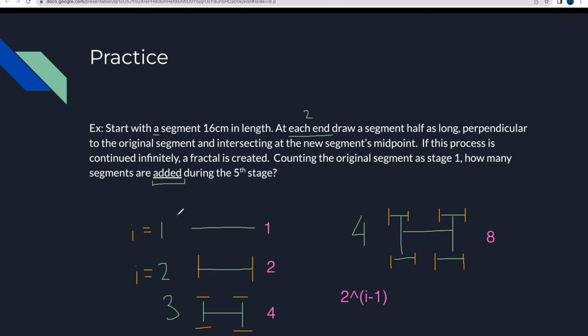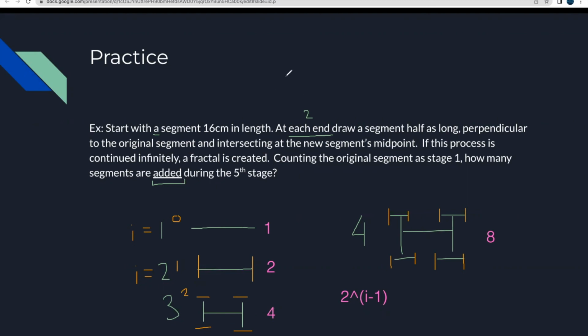So this would be 0. 2 to the power of 0 is indeed 1. This would be 1. i minus 1 would be 1 here, I should say. And 2 to the power of 1 is 2. 3 minus 1 is 2. 2 to the power of 2 is 4. So that seems like the right pattern.